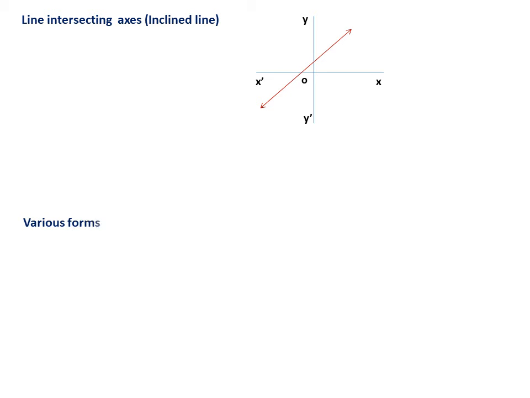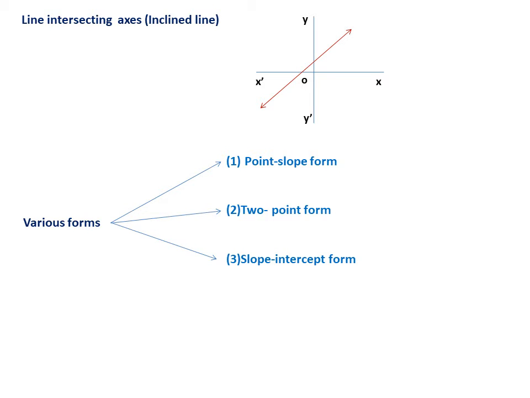So that is sufficient. Now the third case is very, very important. Line intersecting axis, that means inclined case. So here the line is intersecting both x-axis and y-axis, or it makes an angle, inclination. So there are various forms. Let me first explain so that you remember these are the different forms. The first one is called point slope form or slope point form. You can take it in any way. Second one is called two-point form. Third one is called slope intercept form or intercept slope form.